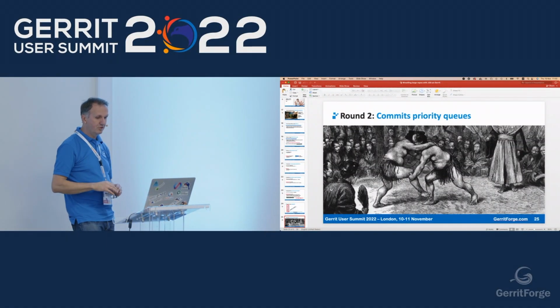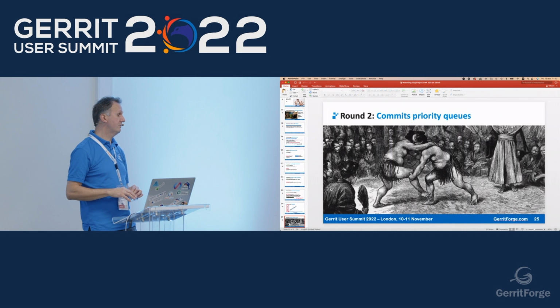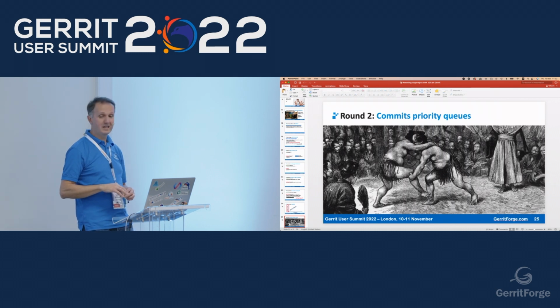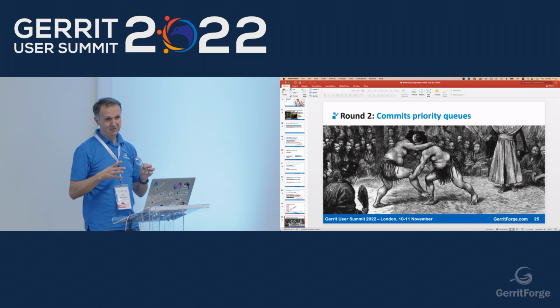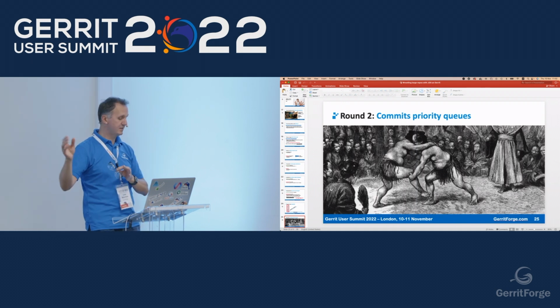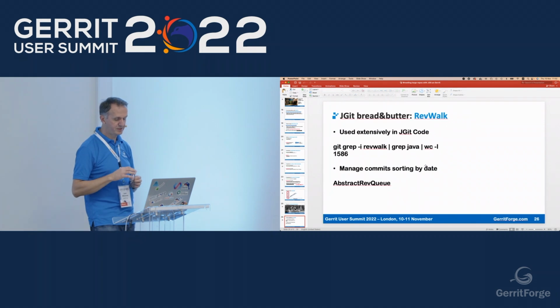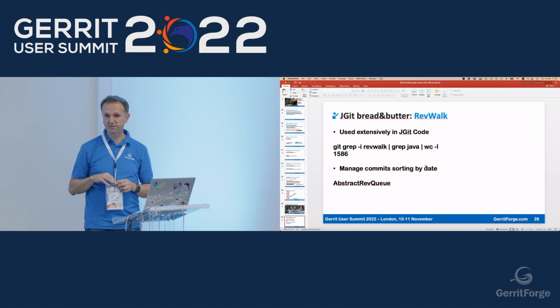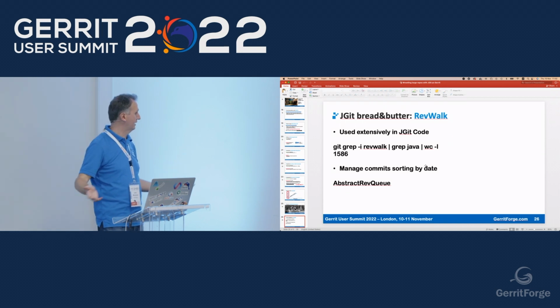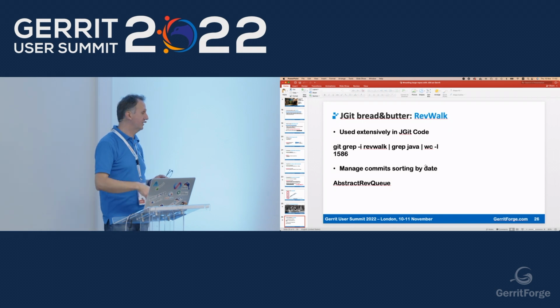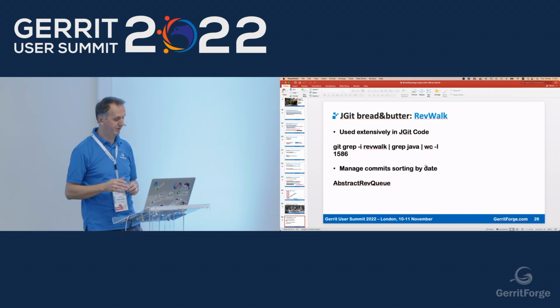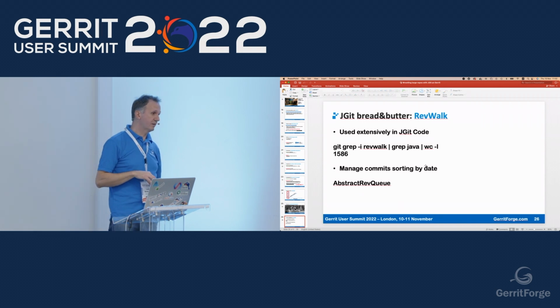Second round, commit priority queue, which was even more scary. Do you guys know what a commit priority queue is? So JGit, when it navigates the repository, uses an object called RevWalk. RevWalk is like bread and butter in the UK. Butter, they put butter everywhere. And JGit uses RevWalk everywhere. If you do the same grep, it's not 272, it's 1,500 times using RevWalk. So, of course, if you do something good in RevWalk, JGit is happy.